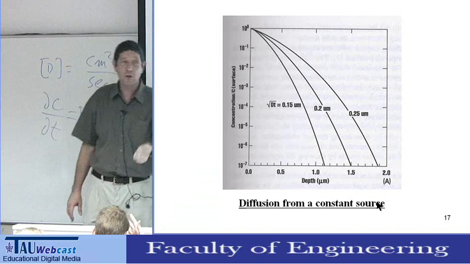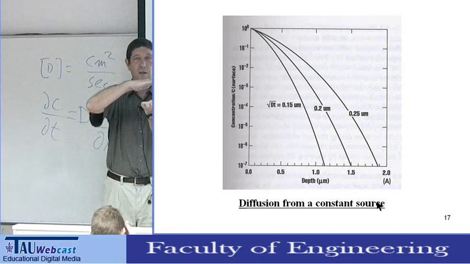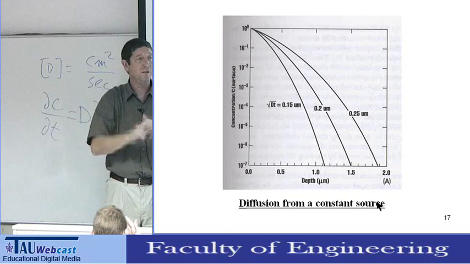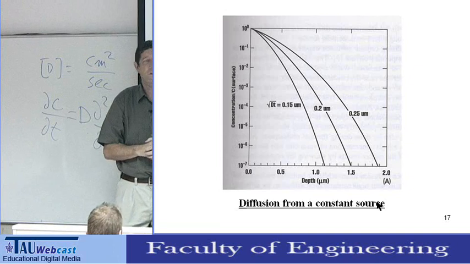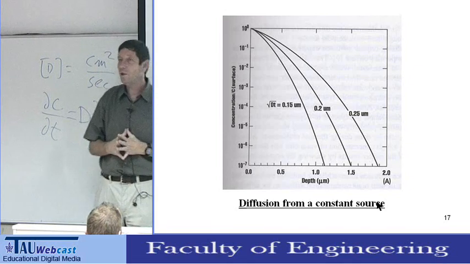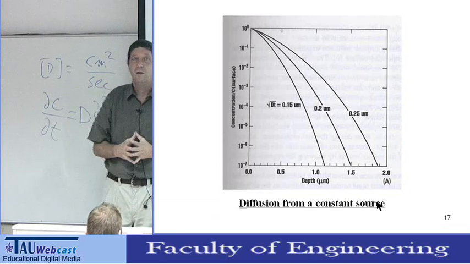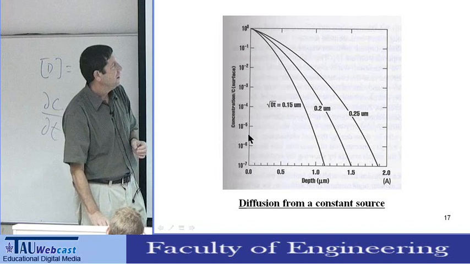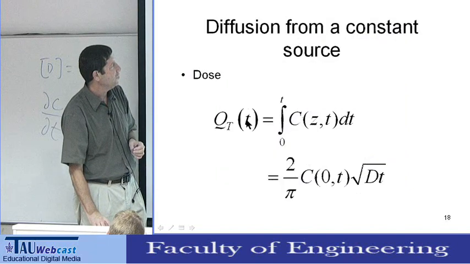So if we want to make a junction, we can hold the semiconductor in a gas, and the gas will diffuse inside the semiconductor, forming this profile, which is an error function. This was the technology that people used before ion implantation. They introduced the dopant from a gas phase, and this was a diffusion from a constant source.